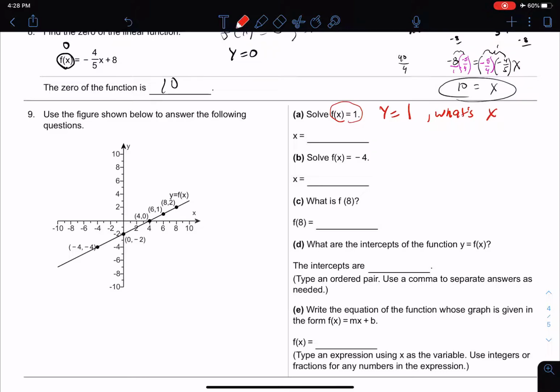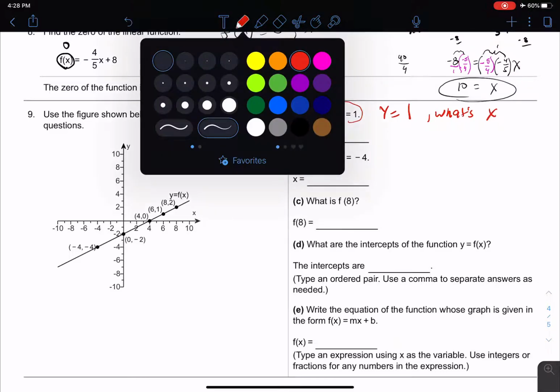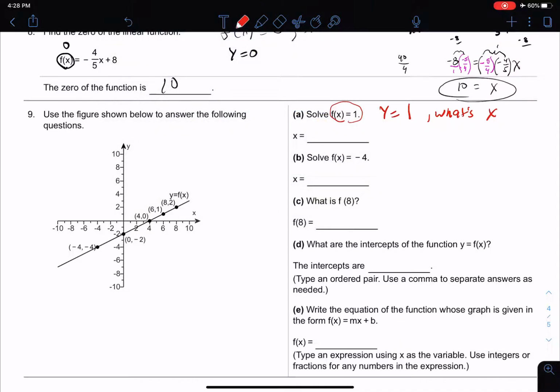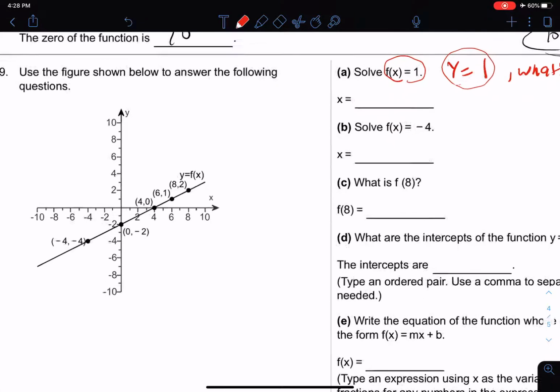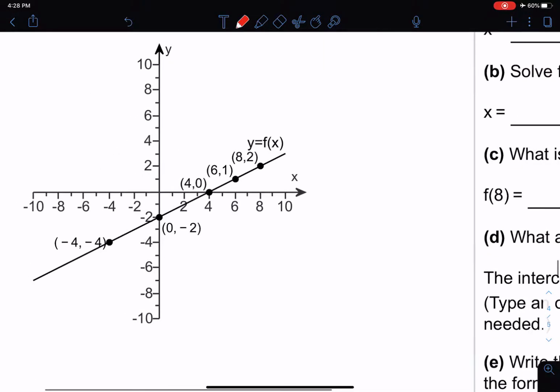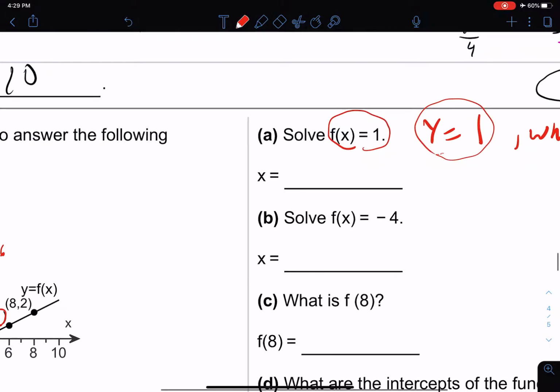I have to zoom in, I keep having to change the sizing of this digital pencil, but when y is 1, look on the graph, where's y equal to 1? Oh, there it is right there. What is its x partner? Its ordered pair is (6, 1). So solve f of x equals 1: x is 6, right? (6, 1).